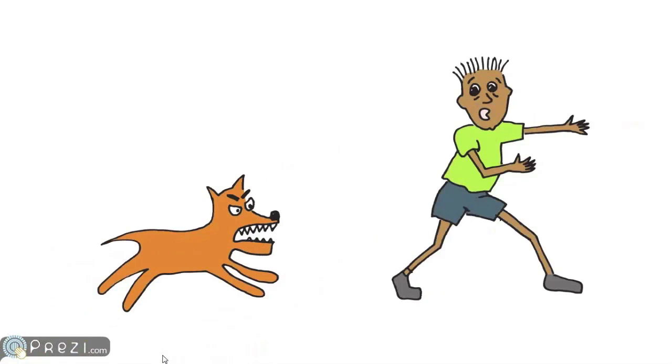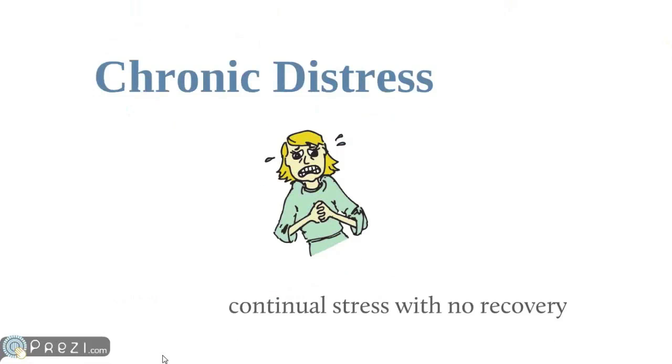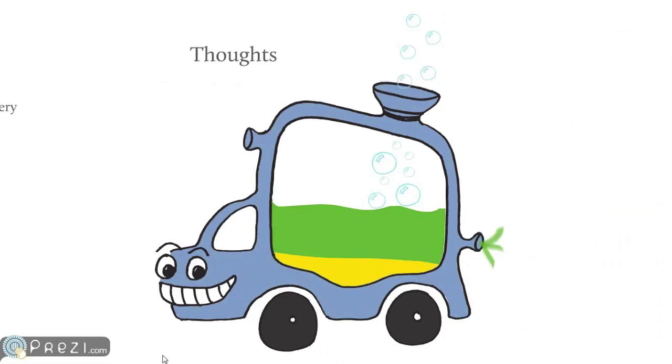Then there's another kind of stress called chronic distress. And with chronic stress, there is continual stress. It doesn't stop. It doesn't recover. It's not like the dog who is here one moment and then gone. It's going on and going on and going on. And this really, the chronic distress, is where we need to focus because that's where the majority of our problems happen. Now, what's also interesting is that the chronic distress comes mainly not from our environment, but from our thoughts.